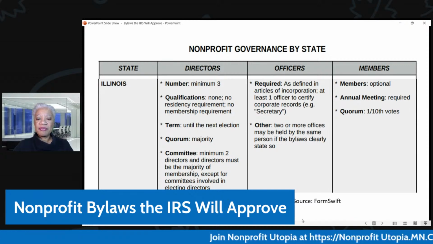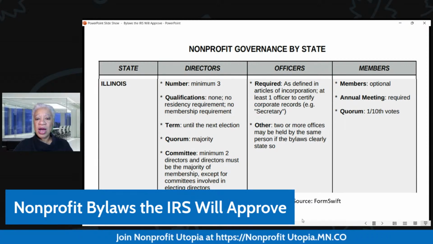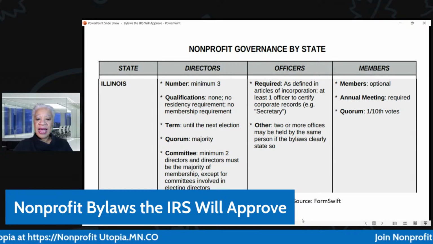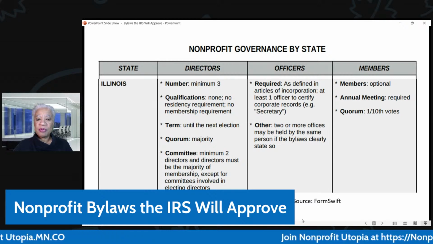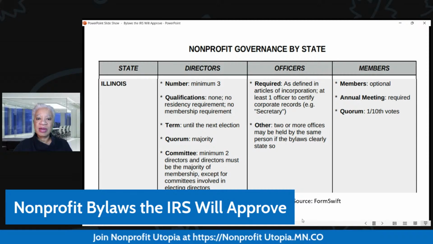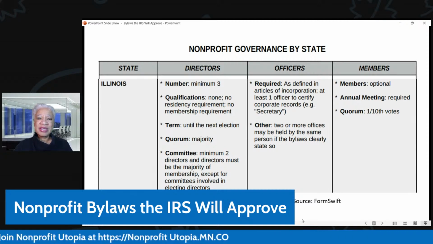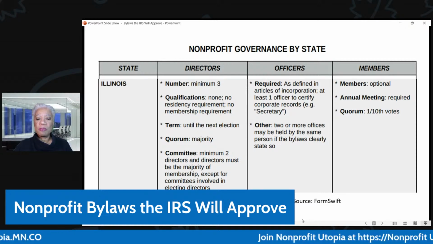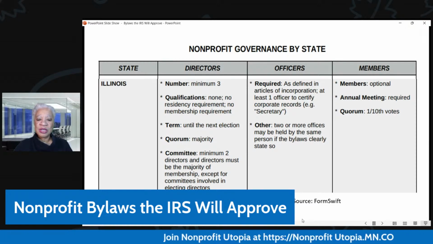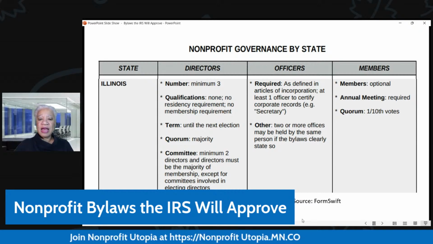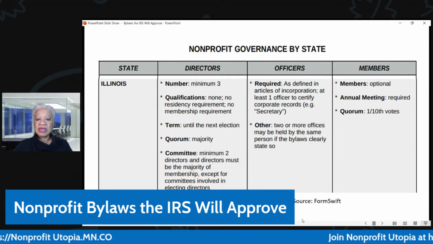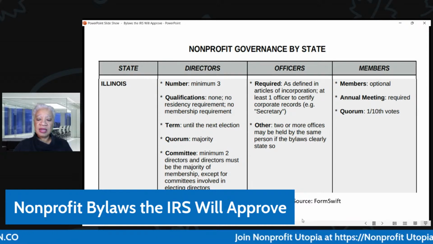As it relates to officers in the state of Illinois, you've got to make sure that your bylaws are in compliance. They're as defined in your articles of incorporation. You have to have at least 1 officer to certify corporate records, and usually that's your secretary. And your other officers, you have to have 2 or more officers, usually like the president and the treasurer, and you can have more. Two or more offices can be held by the same person if your bylaws clearly say so.